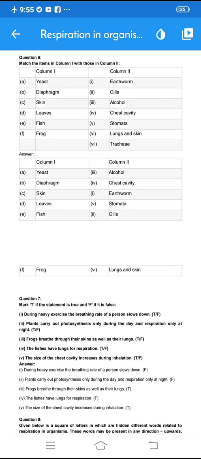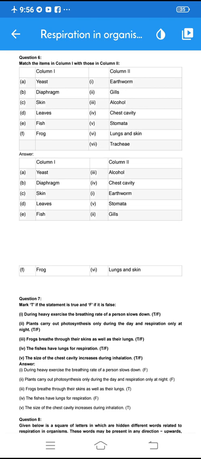Match the items in column 1 with those in column 2. In column 1, a list of some things is given. You have to match them with those in column 2. So first look at it, yeast. The first word given in column 1 is yeast. You have to go for the options given in column 2. So the best matching word for yeast is alcohol. It means yeast is an organism which respires anaerobically and leads to the production of alcohol. That's why it matches with that.